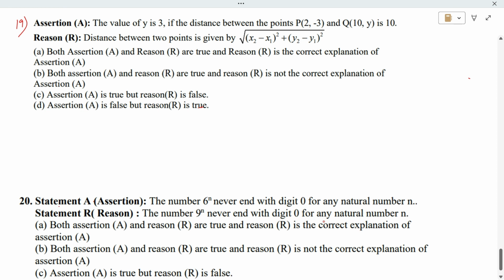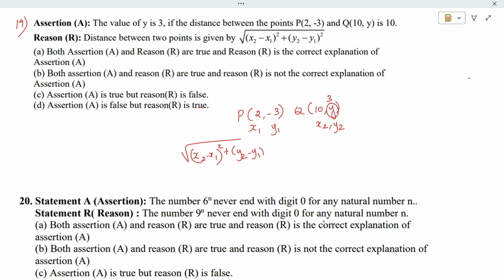Question number 19. The value of y is 3 if the distance between the points P(2, -3) and Q(10, y) is 10. So I am writing the point P is (2, -3), Q is (10, y), and they have given the value of y as 3. So it is (10, 3), isn't it? I am representing point P as (x1, y1) and Q as (x2, y2). So how will we find the distance between P and Q? Using the distance formula, right? That is the root of (x2 minus x1) the whole square plus (y2 minus y1) the whole square, which will be the distance between PQ.